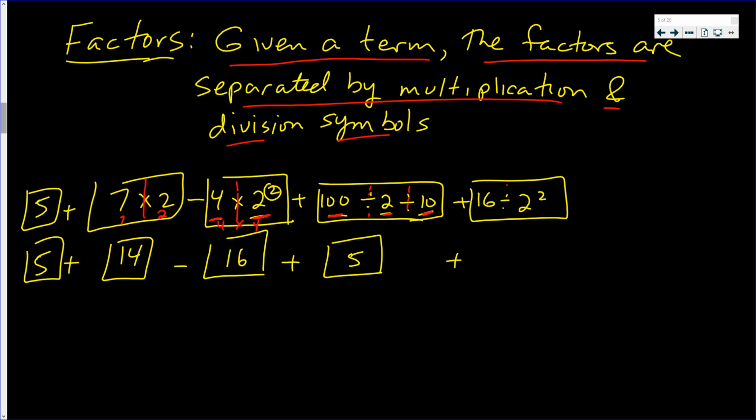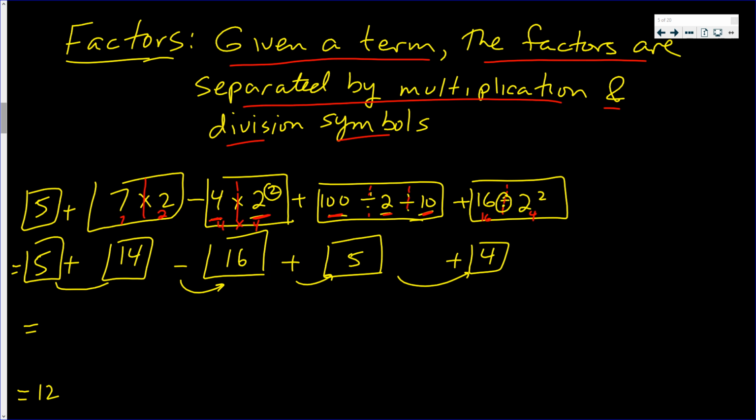You have 16 divided by 2 squared. Well, 16 is 16, but 2 squared is 4. So it's really 16 divided by 4, which happens to be 4. Okay, equals. That adds up to 19. Take away 16, that's 3. 3 plus 5 is 8. 8 plus 4 is 12.